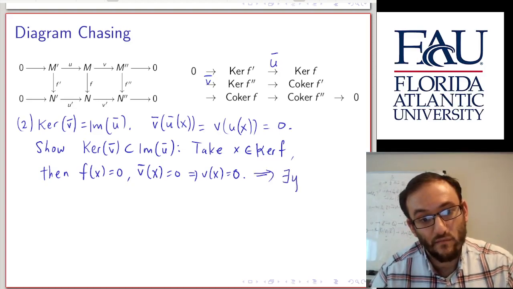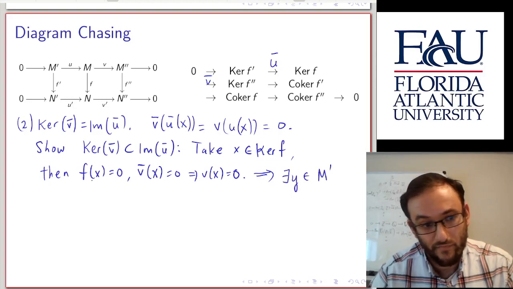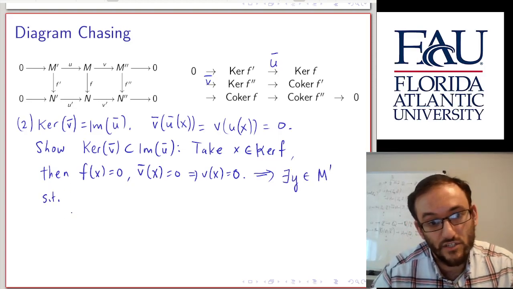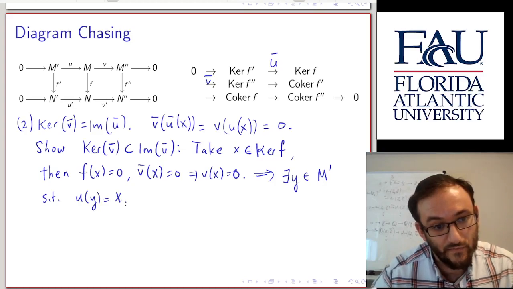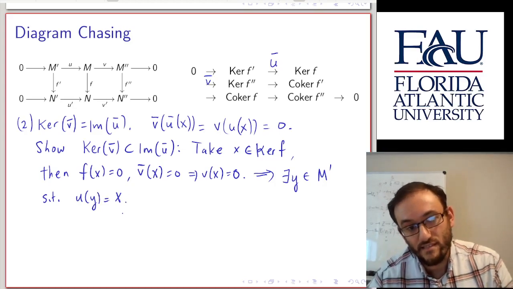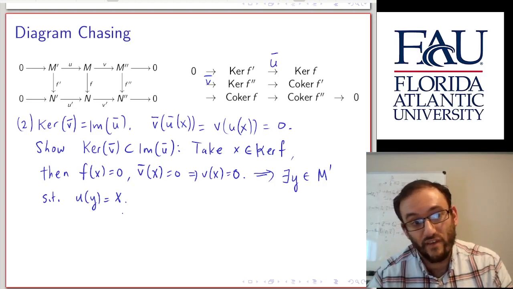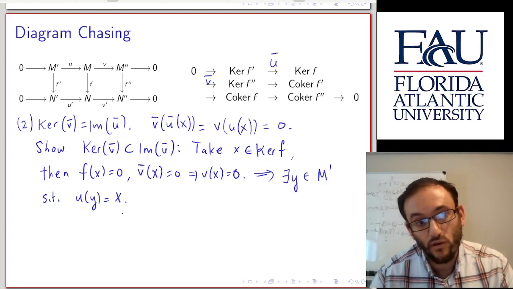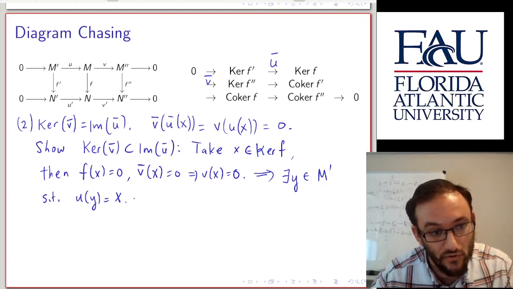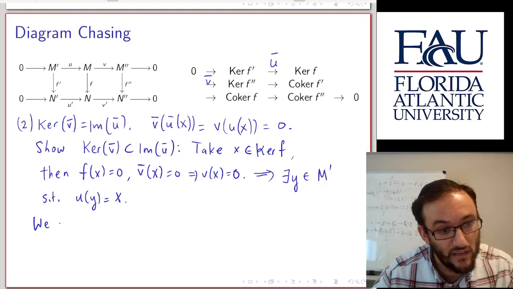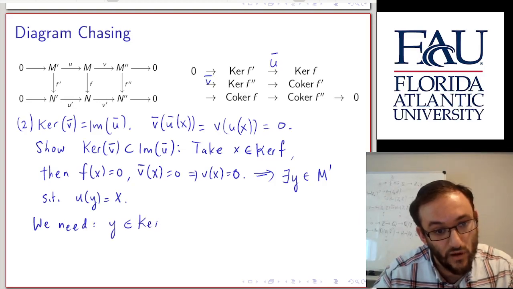So we have to have some y in M prime such that u of y is equal to x. Okay, but we don't know if this is in the kernel of f prime yet, right? This only works if y is in the kernel of f prime. So that's what we're going to show next. So we need y is in kernel of f prime.